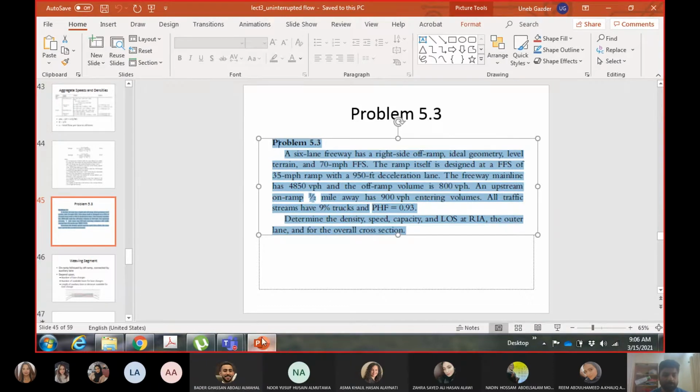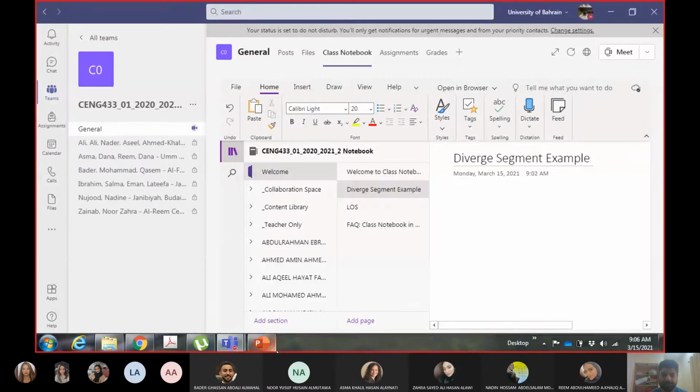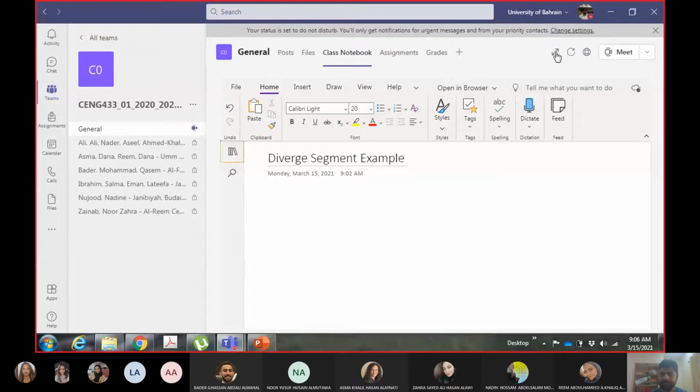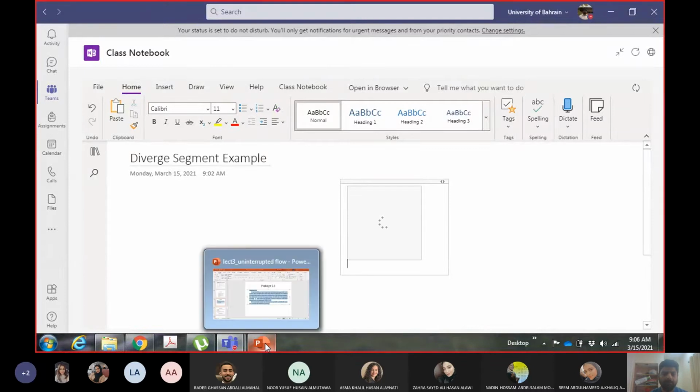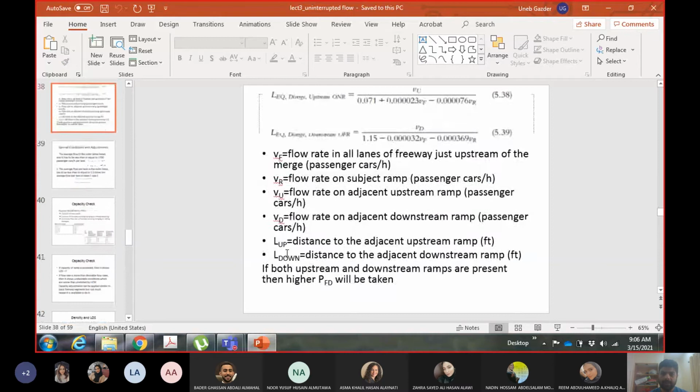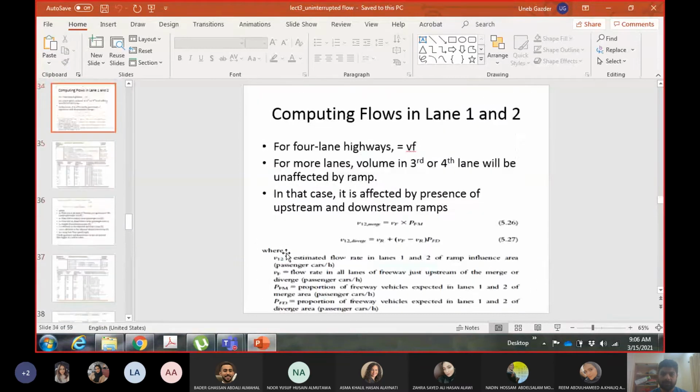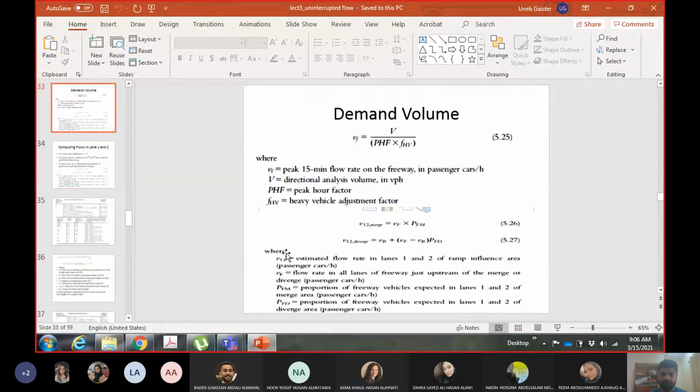Let me put it over here. So we start with the calculation of the flow rates. We need the flow rates. All these V's are flow rates, so we must convert all the volumes which are given to flow rates by using this equation.